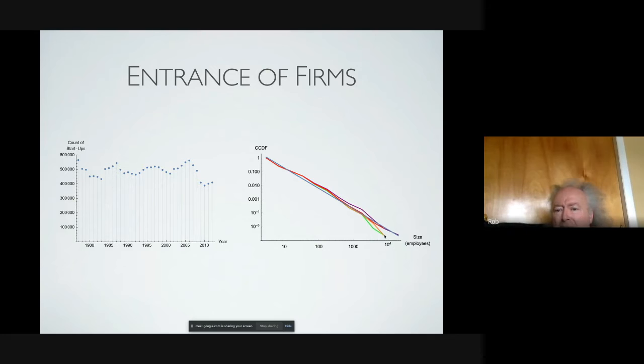And what you're seeing here is every colored line represents a different year, and I've actually fit a solid blue line to the whole thing. But it turns out this is quite robust across many different years.